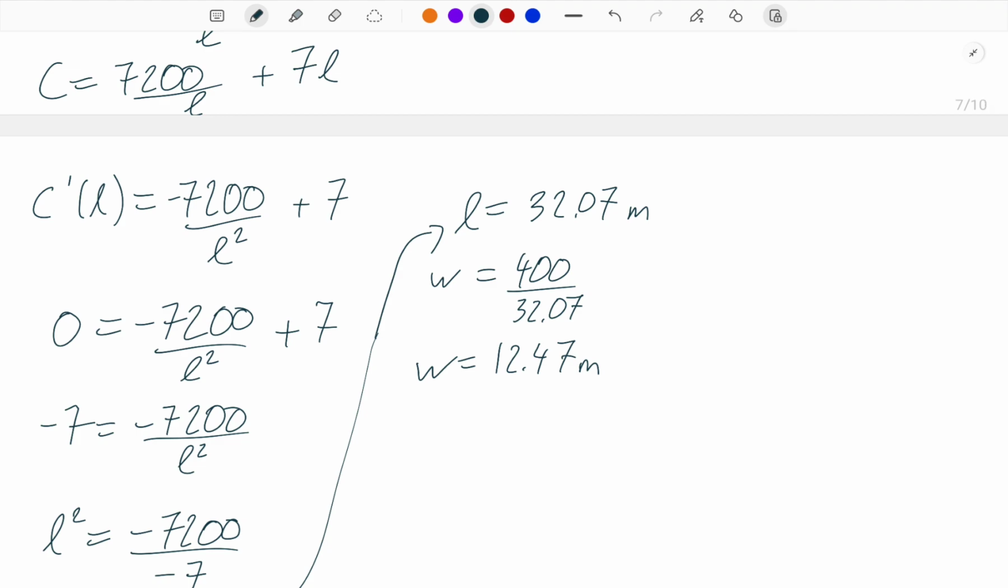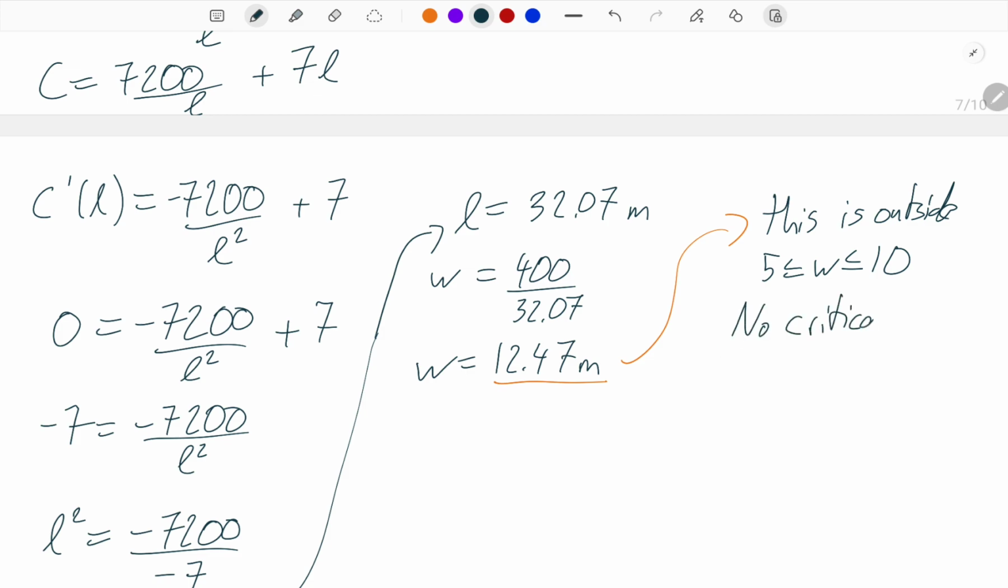Well, we need to be careful, because what did we say about our domain? Well, 12.47 is actually outside our domain, because our domain was from 5 to 10. That means we have no critical points in the domain. But that doesn't mean there's no maximum or minimum. There is still going to be a cheapest option. What it does mean, though, is that the cheapest option is going to be one of those endpoints.